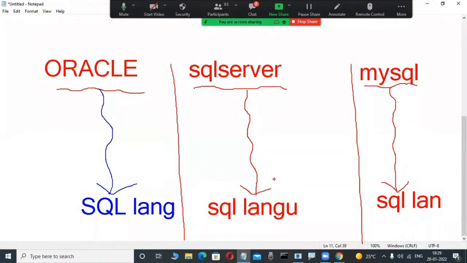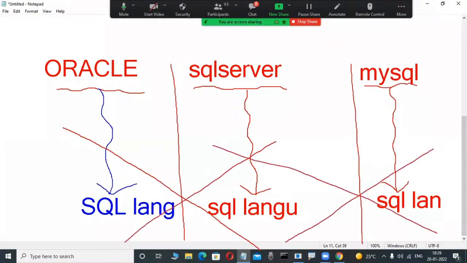Easy. Maybe some technical persons are there in our class, they're telling only. Are these all SQL languages the same or different? Very good. In our class, so many fellows are telling the same only. 100% wrong. These all SQL languages are different, not the same.